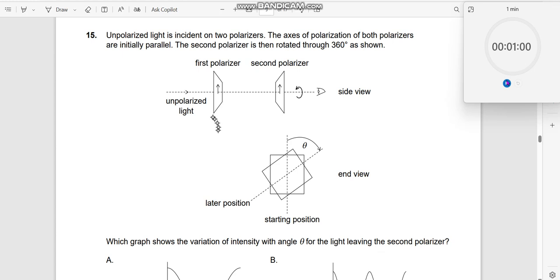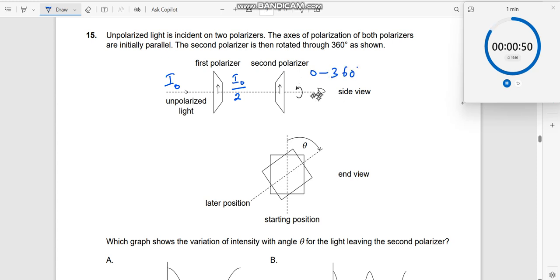What he is asking is this: you have unpolarized light of intensity I naught. When it passes through the first polarizer, definitely it will be I naught by 2. Initially you keep the second polarizer at 0, then 10 degrees, 20 degrees, 30 degrees and so on. You keep rotating from 0 degrees to 360 degrees.